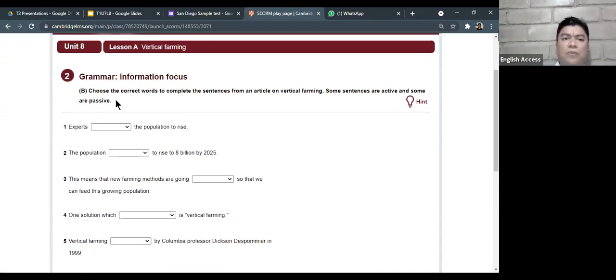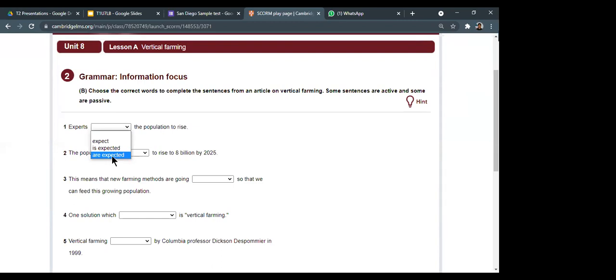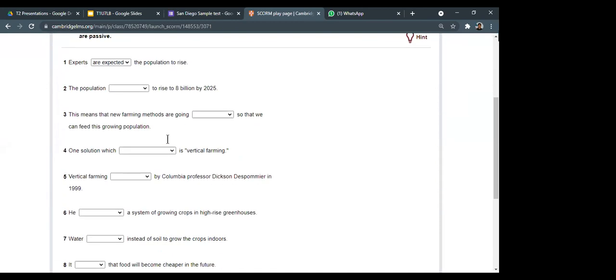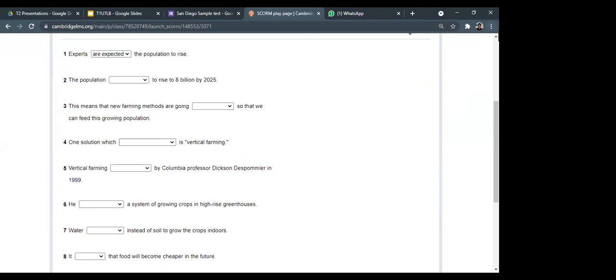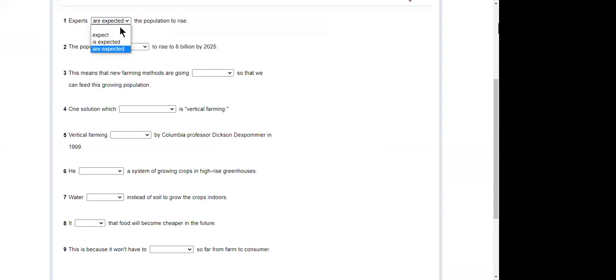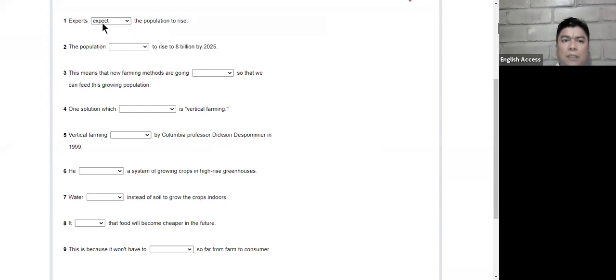Okay, so information focus, choose the correct words. Experts expect, is expected or are expected? Are expected. Experts are expected the population to rise? No. No. It's active voice. It's active voice. Experts expect.